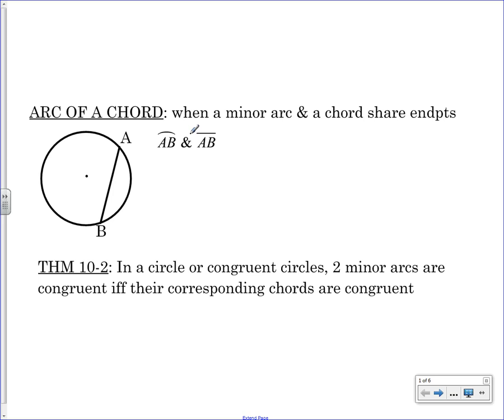What else did we talk about? We talked about arcs and chords and stuff like that, okay? So on 10-3, we're talking about arcs and chords again. So we're going to have a few new theorems. So arc of a chord, when a minor arc and a chord share endpoints.